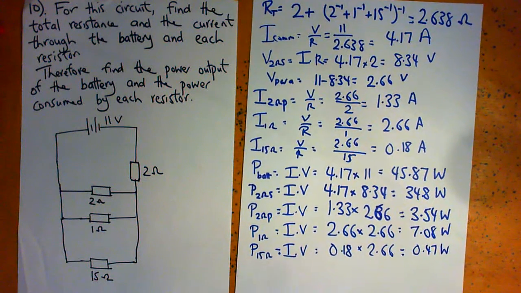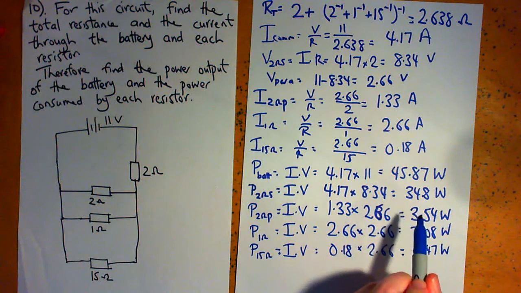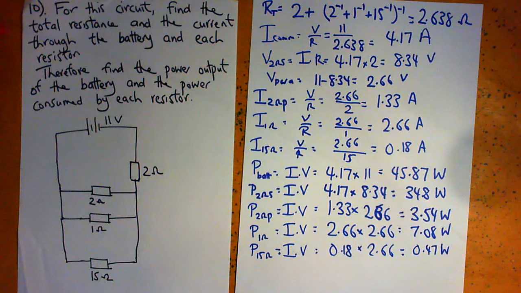So hopefully the total power consumed by the resistors matches the power of the battery, at least to within round off. So we have 34.8 plus 3.54 is 38.34, plus 7.06 is 45.42, plus 0.47 is 45.89. So close enough to 45.87 to within round off.